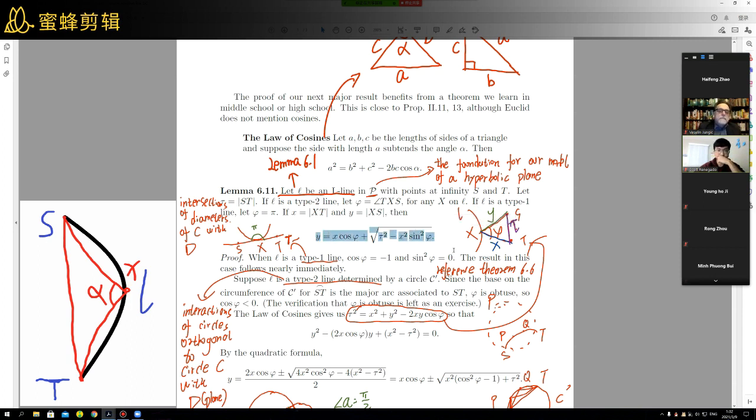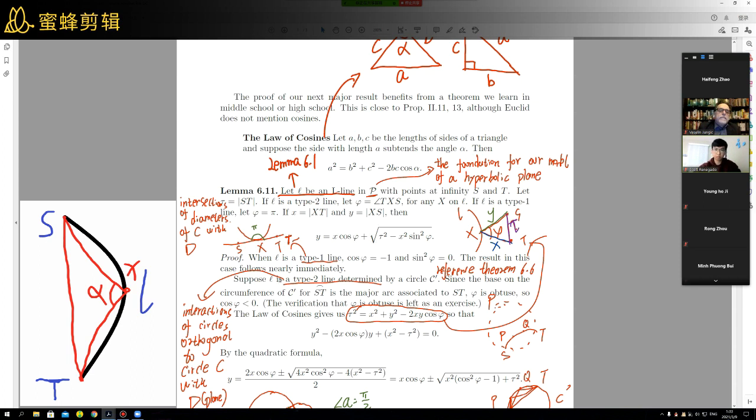For the proof, if L is a type 1 line, which is pretty simple I think, cosine phi equals -1 since phi equals pi, so this part equals -x, and sine squared phi equals 0, which means this part becomes torque squared. Taking the square root, we get y equals -x plus torque. Rearranging, we get y plus x equals torque, which on this graph is xs plus xt equals st, which is torque.